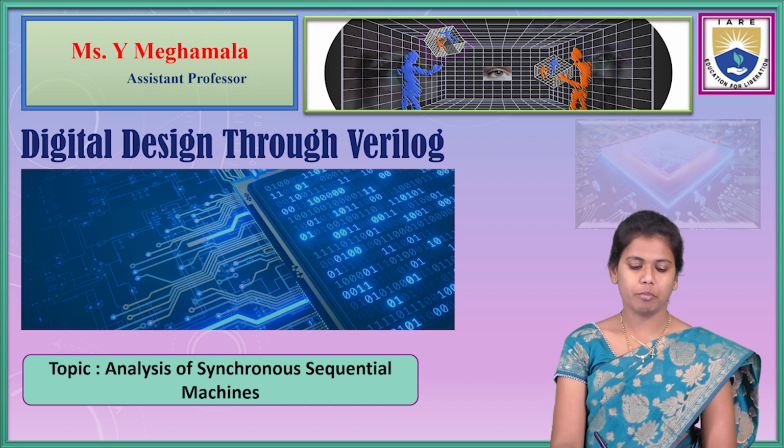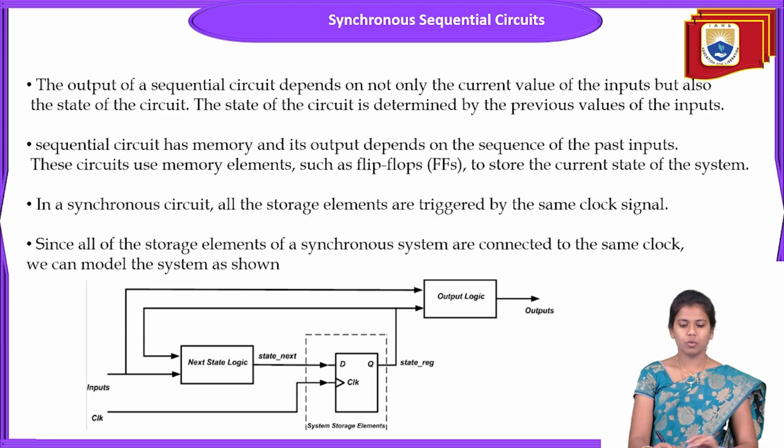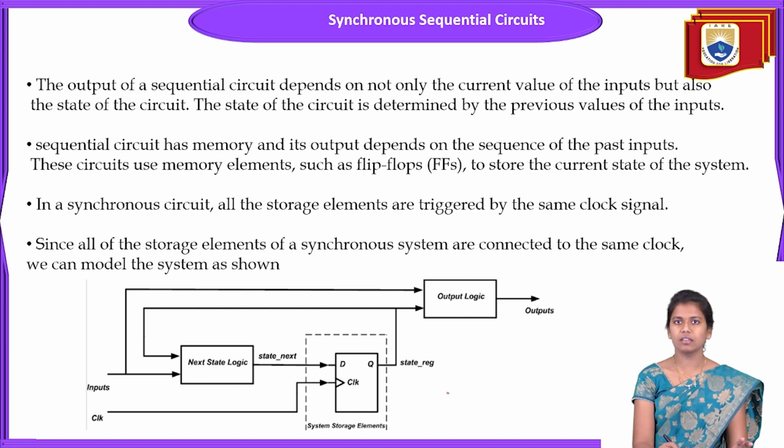Today I'm going to talk about Analysis of Synchronous Sequential Machines Part 2. In yesterday's class, we discussed what synchronous sequential circuits are. Basically, we discussed sequential machines. Under sequential machines, we discussed that the output always depends on the present input as well as the history of the past inputs and the present state. This is what sequential machines are about.